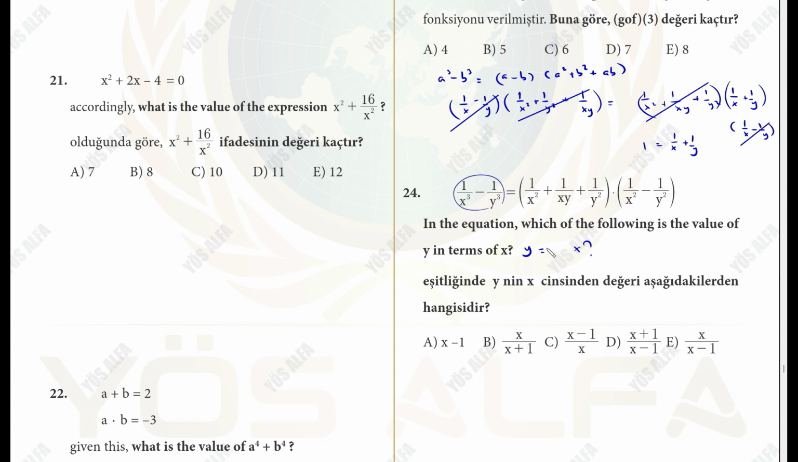So we want to find y in terms of x. So I'm gonna keep the y on one side of the equation. I'll send x to the other side. So we have this x minus 1 over x is equal to 1 over y.